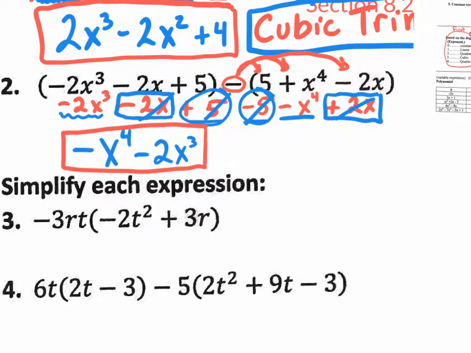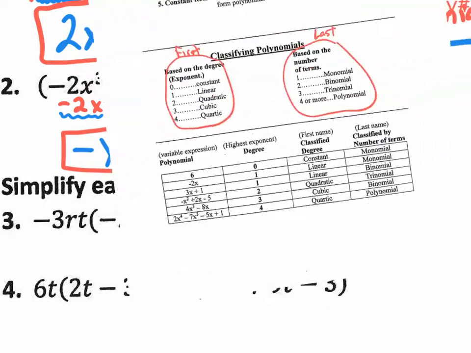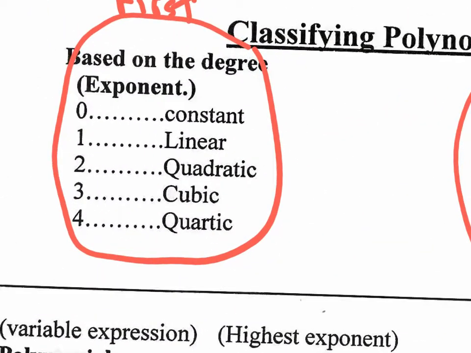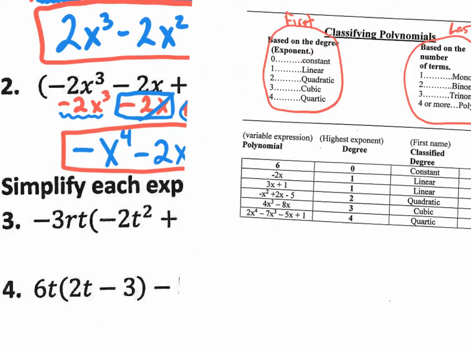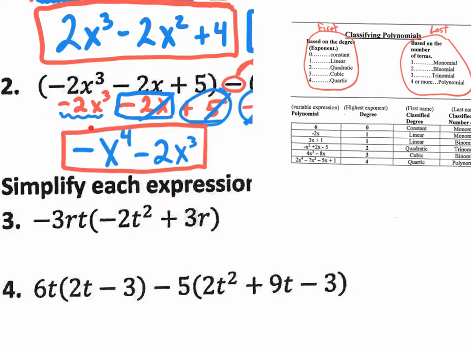And if we want to classify it, once again, the first name is based on the degree, and the degree in this case is 4. So let's go back to our notes and let's look at the degree of 4. The degree of 4 is quartic, all right? Not quadratic. A lot of students get quadratic confused with quartic because they both have the root word 4, quad, quart, right? But the degree 4 is quartic. Now, that's the first name. The last name, as you can see right here, there are only two terms. So that would be binomial. So quartic binomial is your answer.